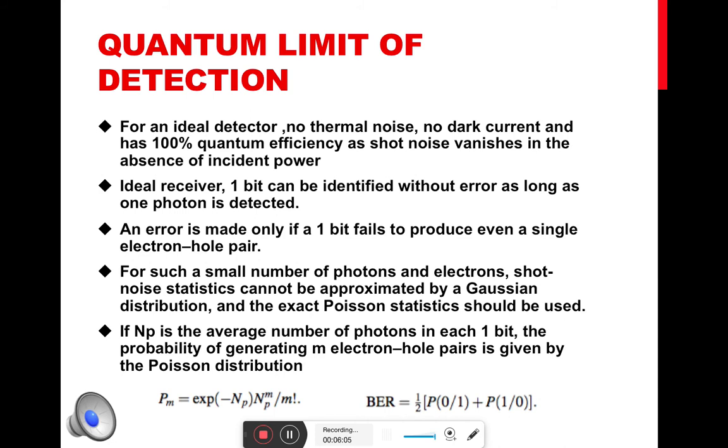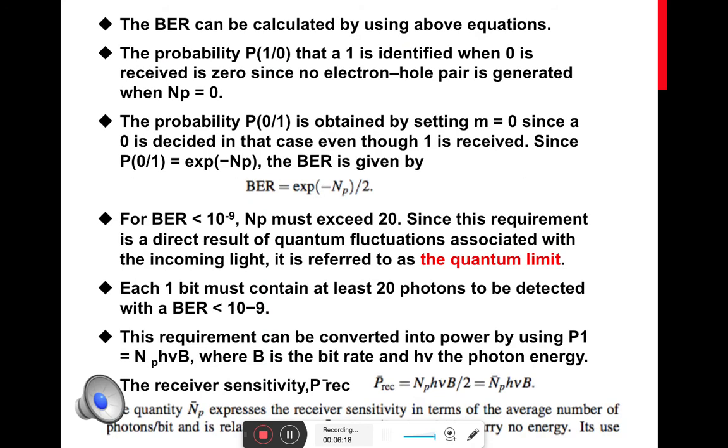And the bit error rate can be found out by using BR is equal to half of P of 0 by 1 plus P of 1 by 0. So from the above equation, we can find out what is BR. The different terms in BR are P of 1 by 0 and P of 0 by 1.